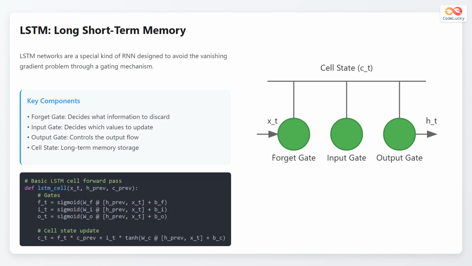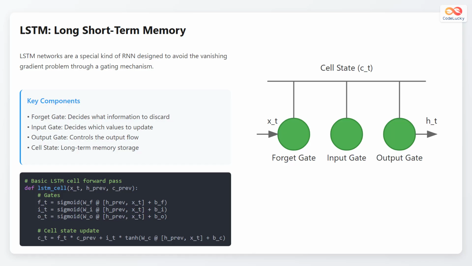Long short-term memory networks, or LSTMs, are a specialized type of recurrent neural network designed to mitigate the vanishing gradient problem through the use of gating mechanisms. Key components of an LSTM cell include a forget gate, which decides what information to discard, an input gate, which decides which values to update, an output gate, which controls the output flow, and a cell state, which acts as long-term memory storage. Here is an example of a basic LSTM cell forward pass.